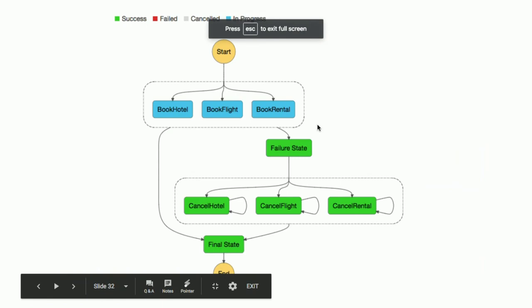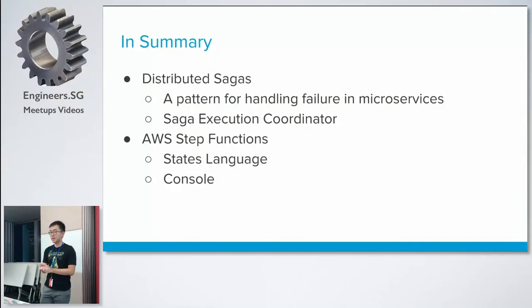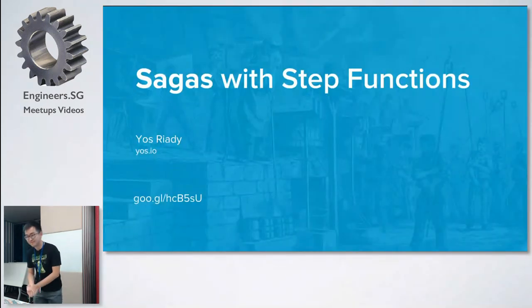All right, so we've learned about distributed sagas. It's a pattern for handling failure in microservices. We learned about the role of the saga execution coordinator. We looked at Step Functions and how we can use it for sagas. We had a brief look at the States language and the console. That's all I have to share for today. Thank you.